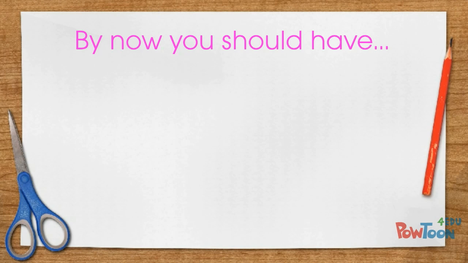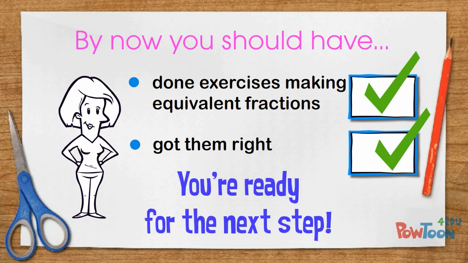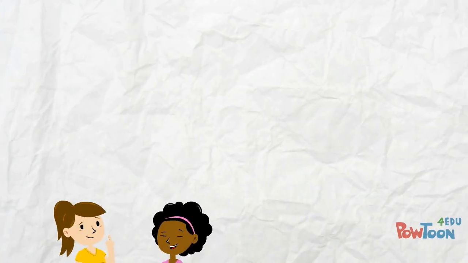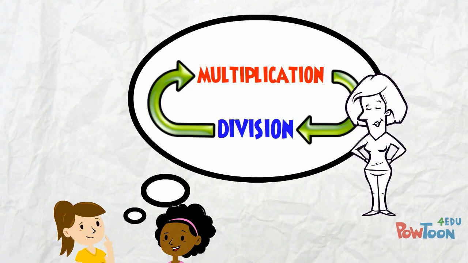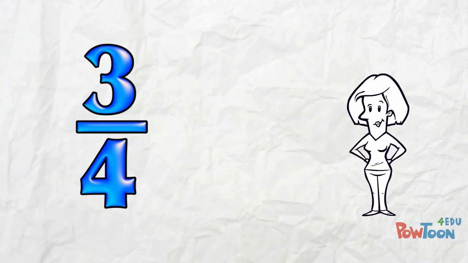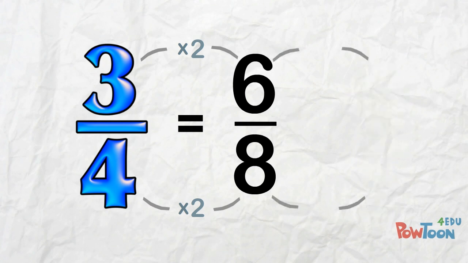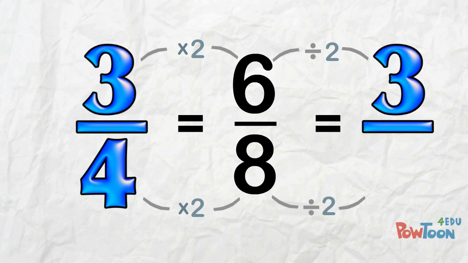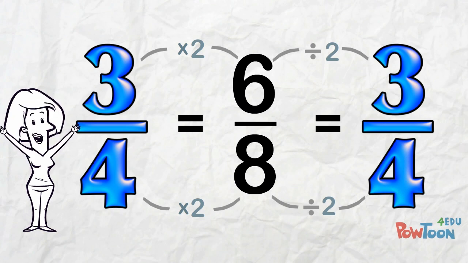Okay, by now you should have done some exercises making equivalent fractions. If you got them right, then you're ready for the next step. We know that the opposite of multiplication is division. Let's examine that with this fraction. 3 times 2 is 6, and 4 times 2 is 8. There's my new equivalent fraction. Now, 6 divided by 2 is 3, and 8 divided by 2 is 4. Using the inverse operation gets us back to our original fraction. That's why we can also use division to make an equivalent fraction.